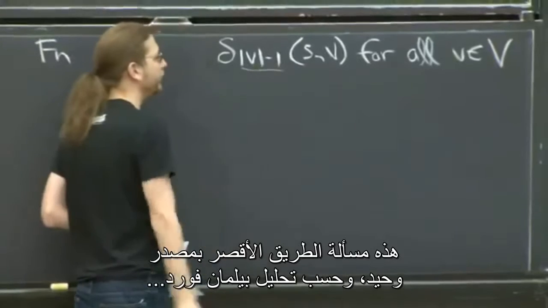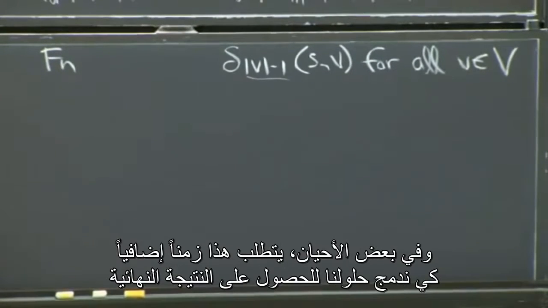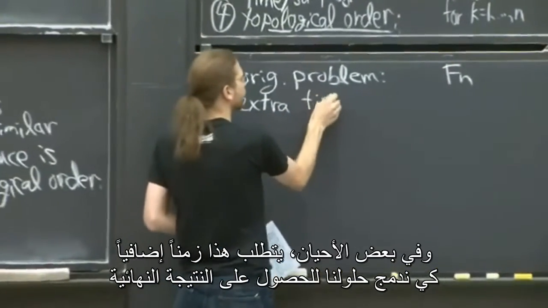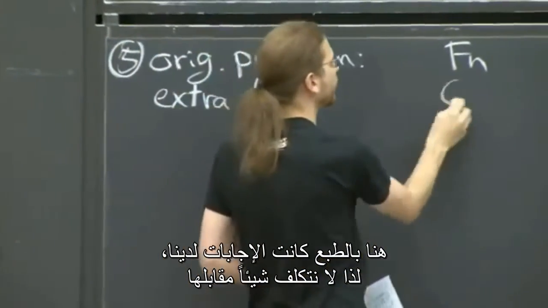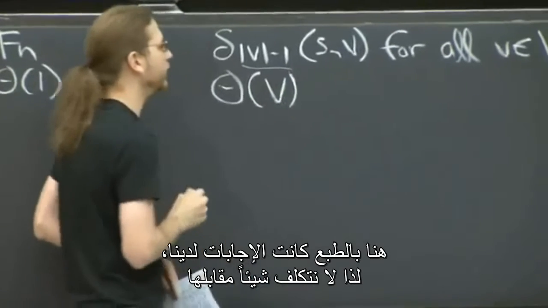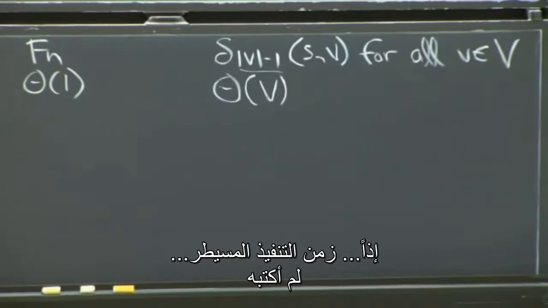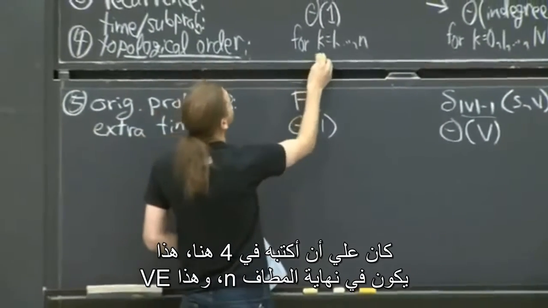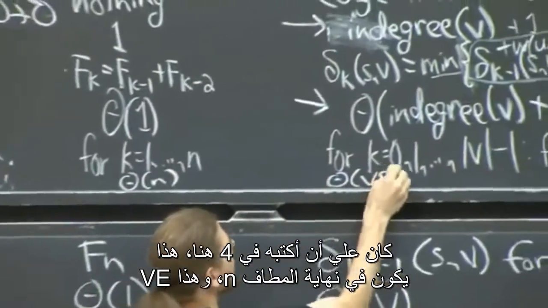And by our Bellman-Ford analysis, that gives us the right shortest paths if there are no negative weight cycles. And sometimes this requires extra time to combine your solutions to get the real thing. Here, of course, we just have the answers, so writing them down does not take very long. So the dominant running time, which I should have written under 4 here, ends up being VE.